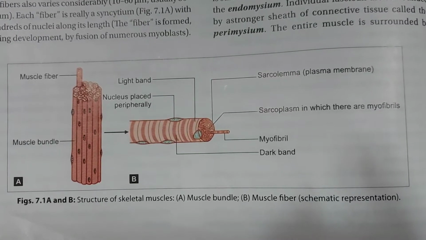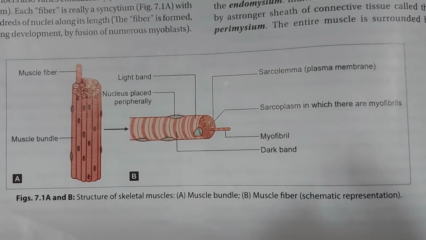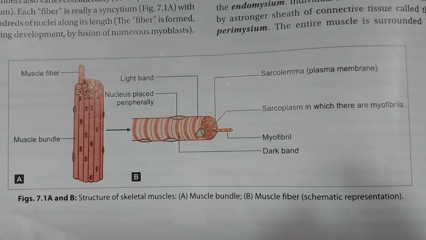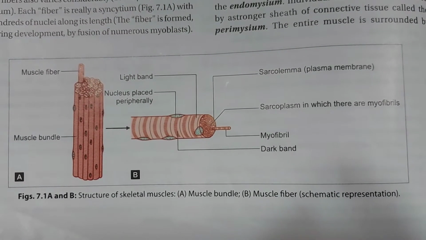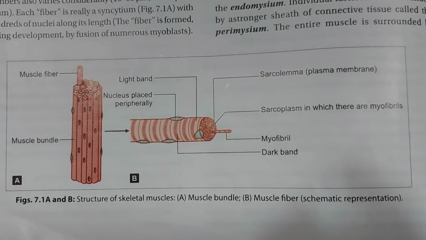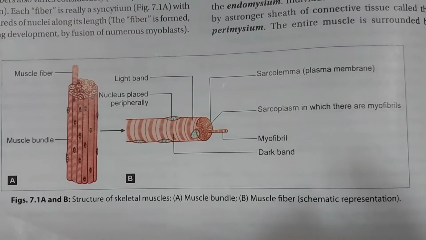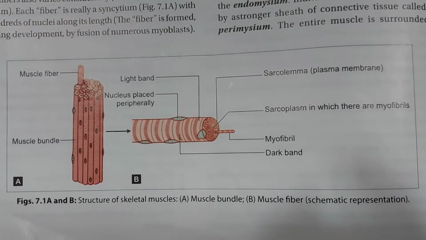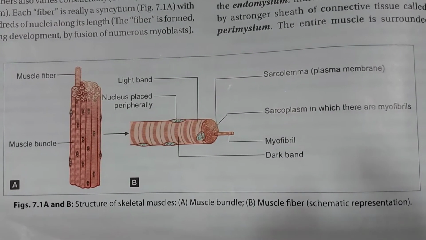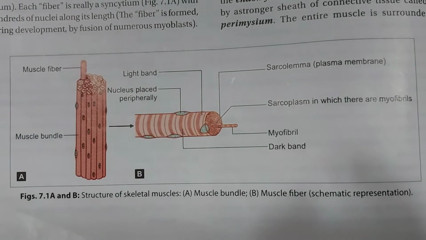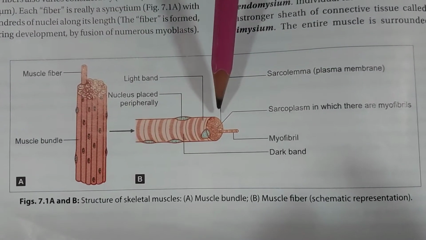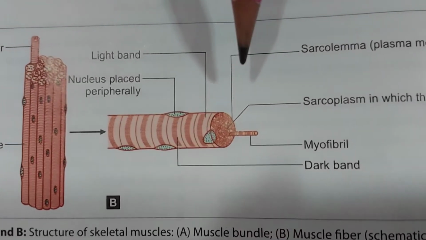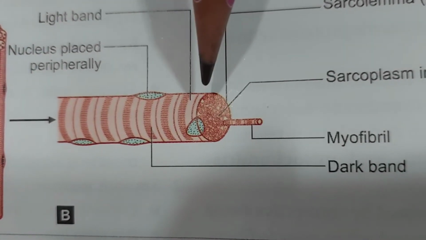Today our topic is muscle, histology of muscle. Muscle is a collection of elongated muscle cells known as muscle fibers or myocytes supported by connective tissue. The cytoplasm of muscle cells or fibers is called sarcoplasm, and the membrane surrounding the cells is the sarcolemma.